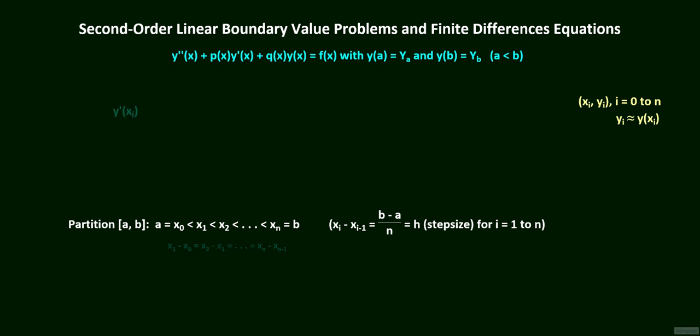We approximate y' and y'' at each node x_i using central difference estimates. y'(x_i) is approximately y(x_(i+1)) minus y(x_(i-1)) all over 2h. y(x_(i+1)) is replaced by y_(i+1), and y(x_(i-1)) by y_(i-1).